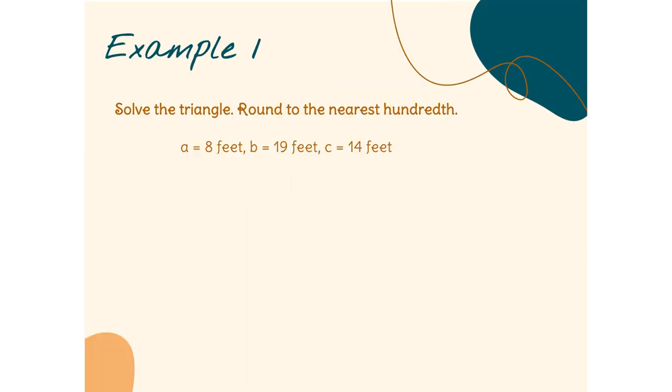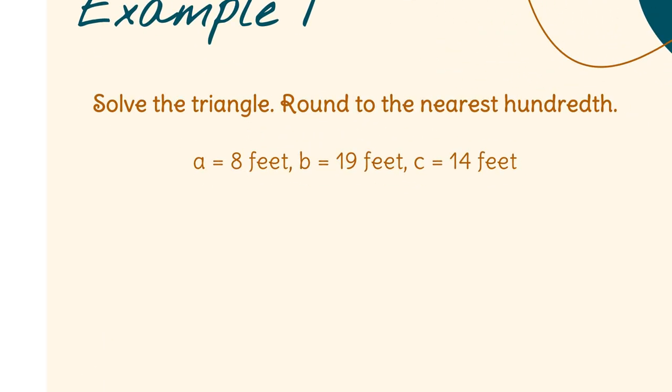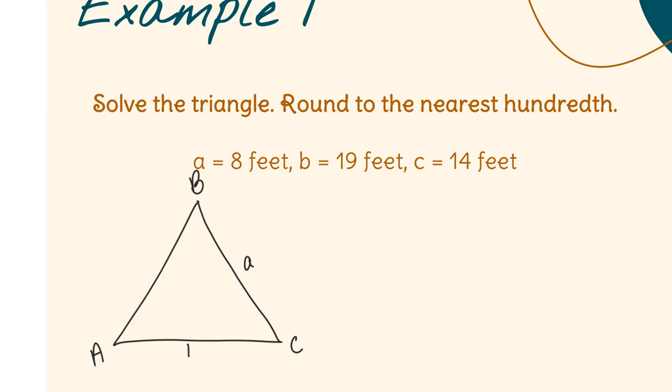All right, looking at example 1, okay, it says solve the triangle, round to the nearest hundredth. I'm just going to go ahead and draw my triangle and see what I have. Again, does not have to be perfect. Here's A, B, and C, and my sides are on the other side, okay? So just matching them up. Right here, I have my A's, I have my B's, and I have my C's, okay, just so we know.